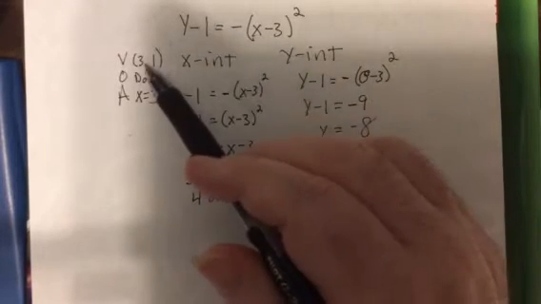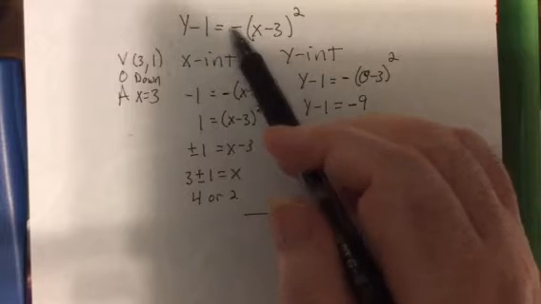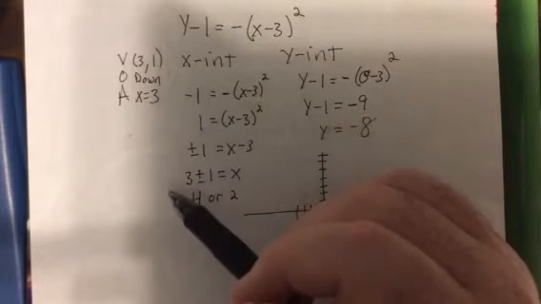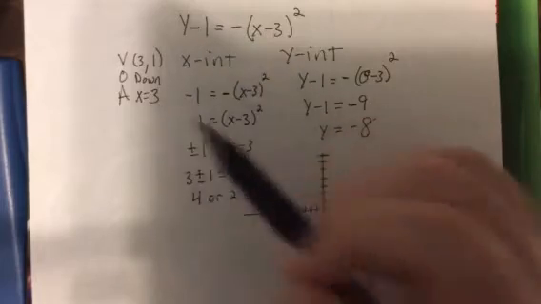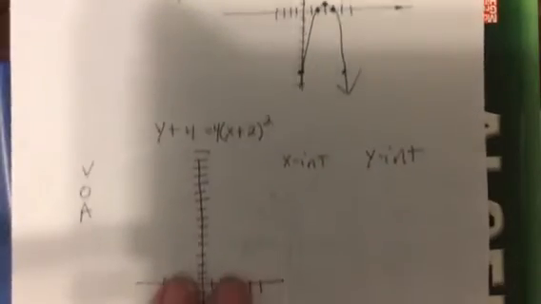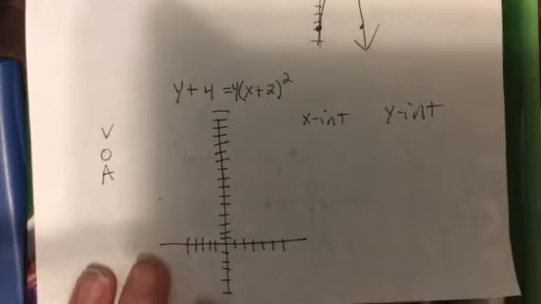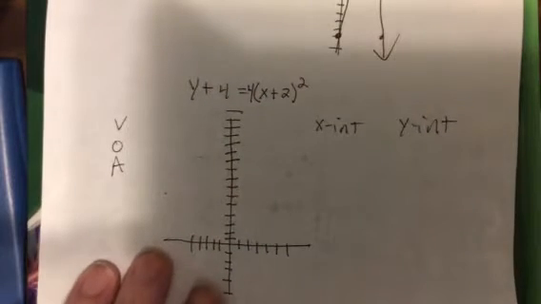3, 1 is your vertex. It's opening down because this is negative. The axis of symmetry is 3. Put in 0 for y. Solve. Then I didn't do this one yet because I kind of wanted to do it with you.